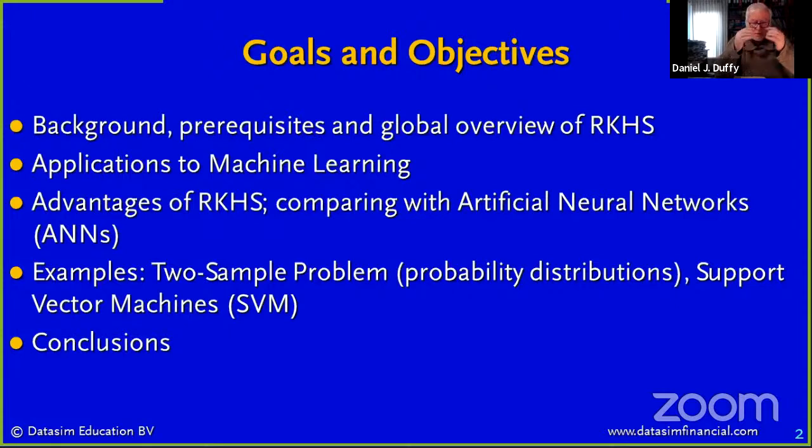Some remarks on machine learning, and some examples. The examples I will be giving will be a maximum mean discrepancy algorithm for statistical distributions to test the null hypothesis. The other one will be optimization methods using the kernel methods and comparing to how it's done using artificial neural networks. So I've got two examples. Jean-Marc has many more examples, and he's done it all in Python and C++. So it's a good preparation, I would say, for the second session. The examples are indeed the two sample problem, comparing probability distributions, support vector machines, and some conclusions at the end and some questions.